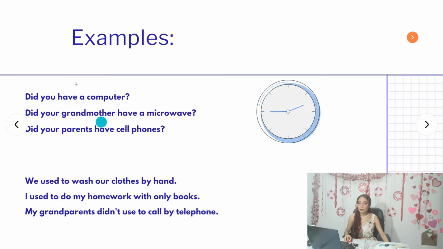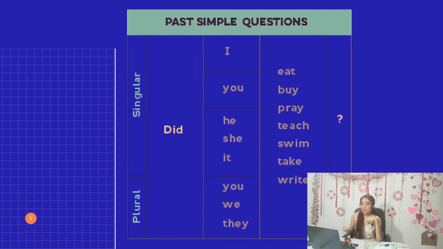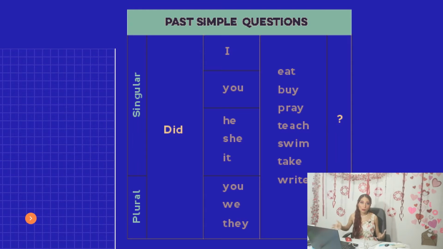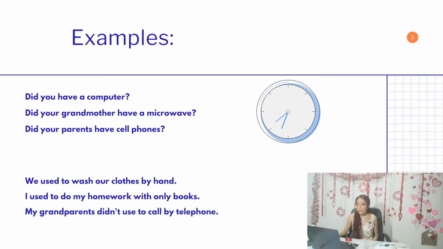Next one, did your grandmother have a microwave? Did, subject, your grandmother, in this case all of that is your subject. Have is the verb, a microwave. Remember that even though these questions are in past, the verbs need to be in present because did is already giving us the past tense to our question, okay? So next one says, do your parents have cell phones? It's similar to the last one.